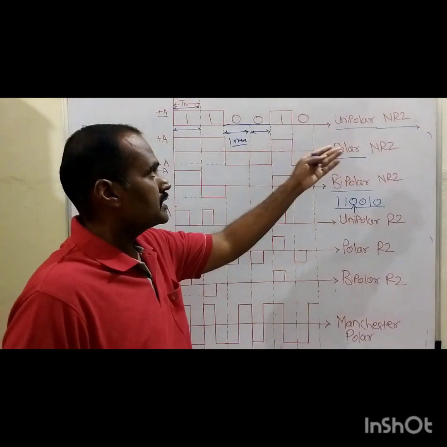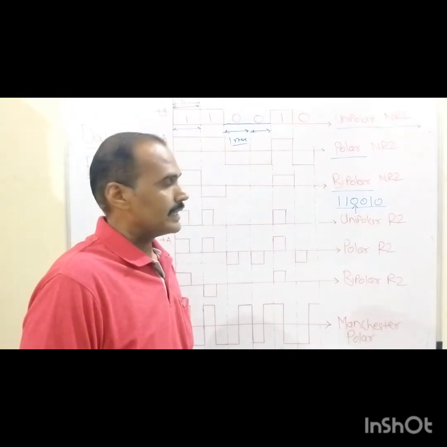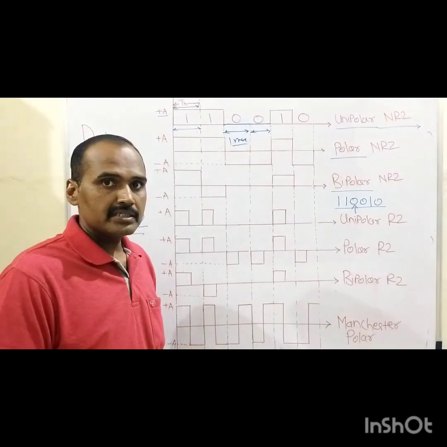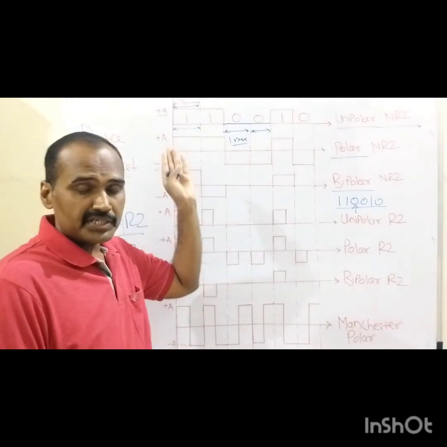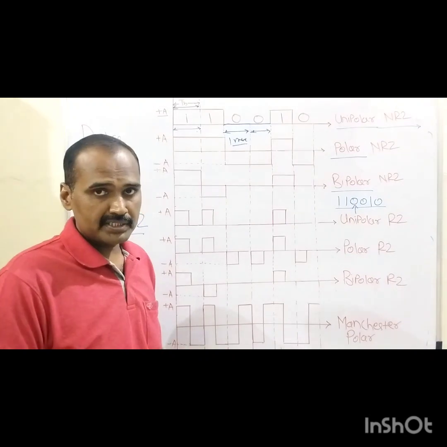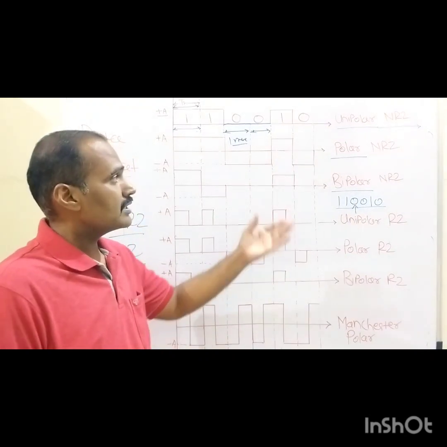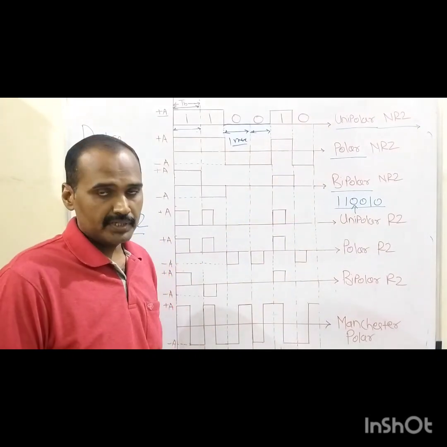Okay, so after going through this unipolar type of non-return-to-zero symbol sequence, in which binary 1 is being represented with plus A volt and binary 0 is being represented with 0, now the second symbol sequence is nothing but the polar NRZ type of sequence.